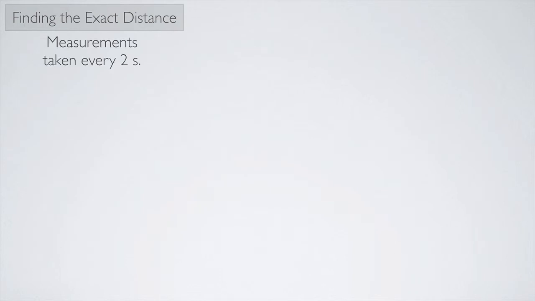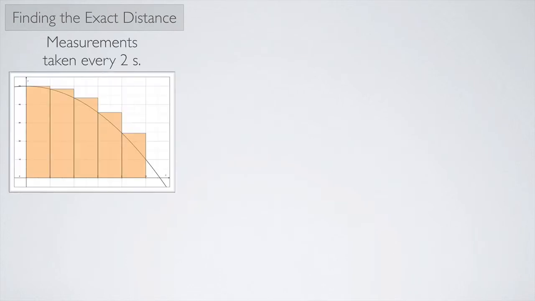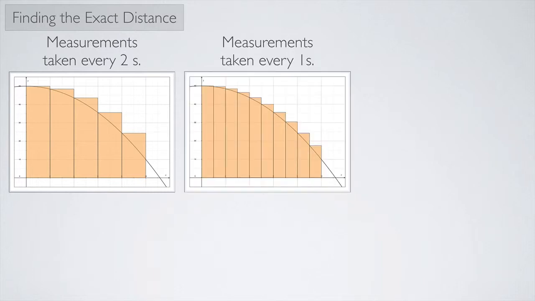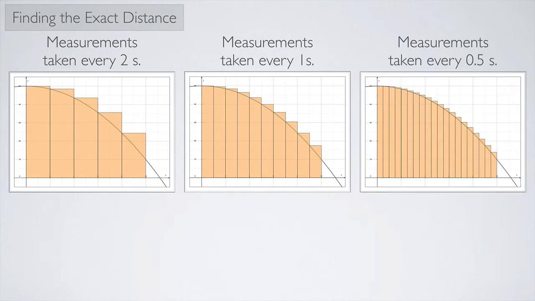Well, imagine we took measurements every 2 seconds. And then we used rectangles to approximate the distance that the person traveled in 10 seconds. And maybe we took measurements every 1 second, and we would get something that looks like this. And maybe we took measurements every half a second, and then we would get something that looked like this.